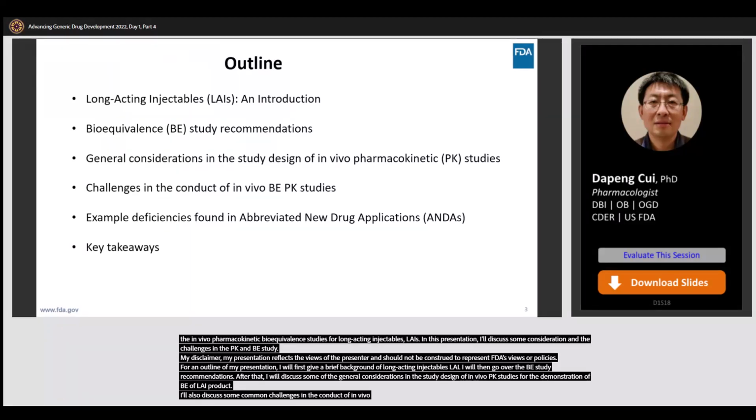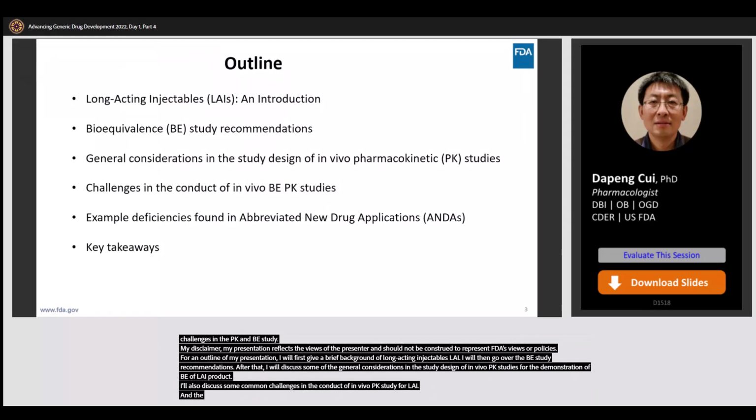And due to these challenges, we typically identify multiple deficiencies during the review of PK BE study submitted in the NDA application for LAI product. I'm going to share some of common deficiencies. And in the end, I will conclude with some summary and key takeaway message.